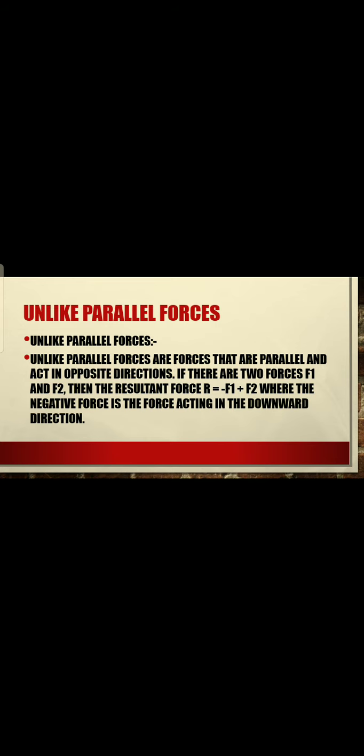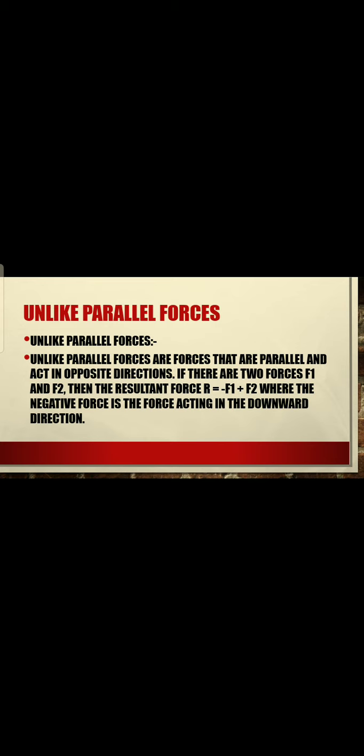Okay, and they have the same direction, but in case of unlike parallel forces, you can see that the lines of action of the forces act in the opposite direction. For example, if there are two forces F1 and F2, then the resultant force F is equal to minus F1 plus F2, where the negative force is the force acting in the downward direction. So if the lines of action of the forces are different to each other, these are known as unlike parallel forces.